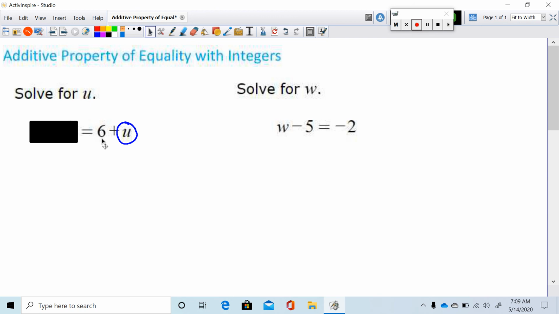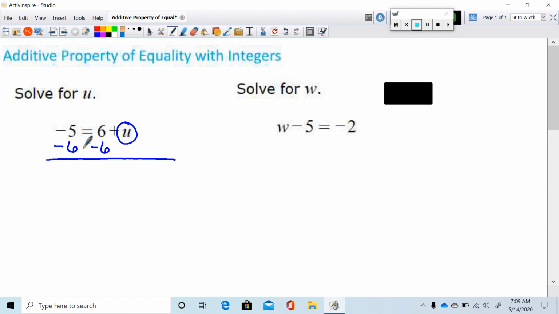So positive 6 is what we have. The opposite of positive 6 is negative 6. So I'm going to put a negative 6, which is the same as subtracting 6, on both sides. Now, for this one, we have a negative 5 and then another negative 6. So that's a total of 11 negatives equals... opposites cancel, u. So the variable, the letter, doesn't always have to be first. It can be at the end.